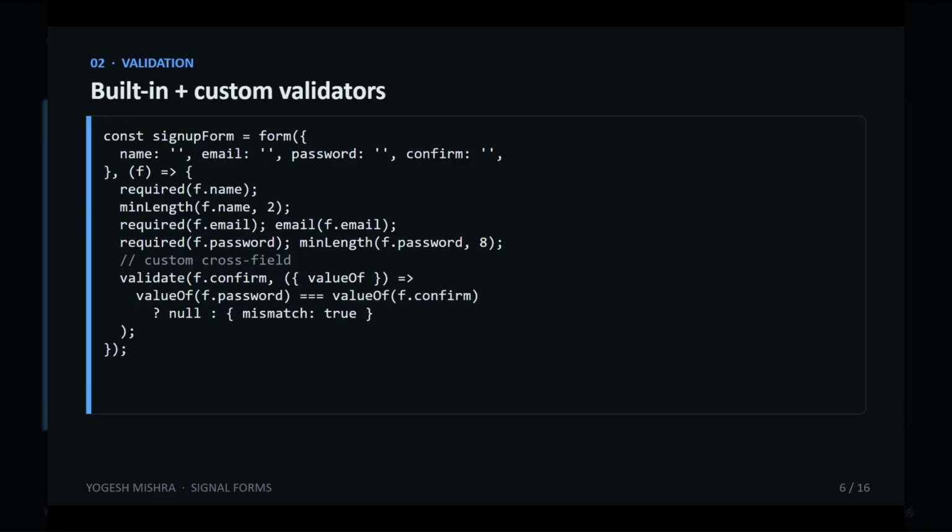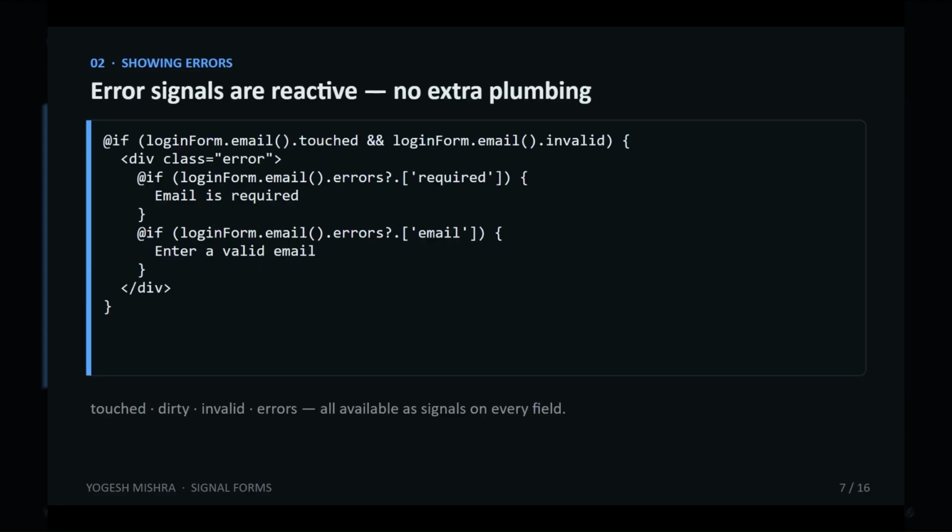Built-in validators cover most cases: required, email, minimum length, maximum length, pattern, etc. Cross field validation is also clean. You get the other field's value through valueOf, no need to reach into the whole form. Showing errors. Errors are signals too. Touched, dirty, invalid, errors, everything is already reactive. No extra status changes subscription.